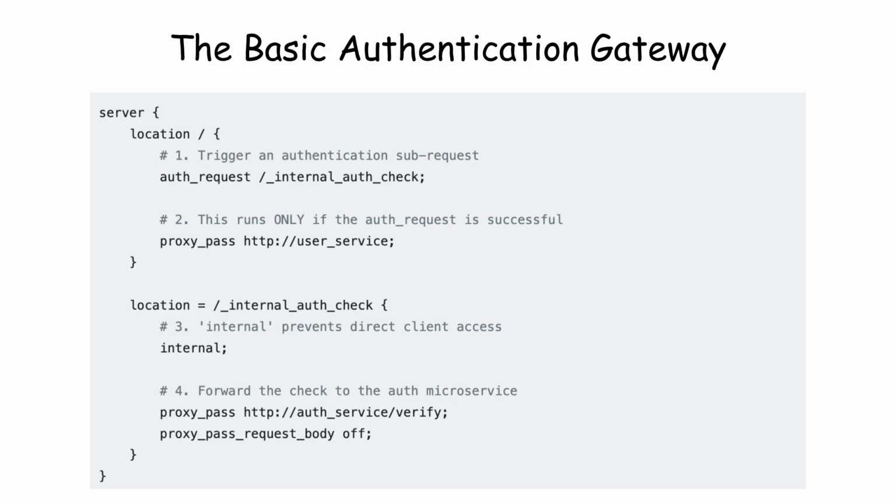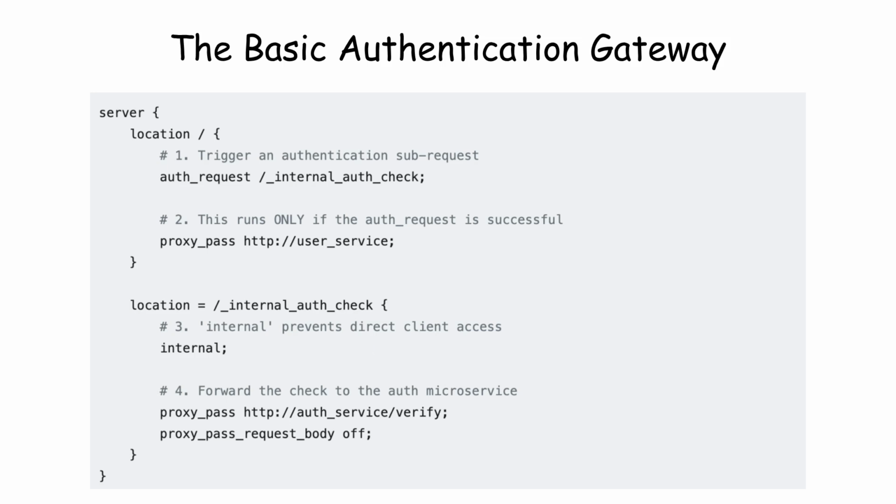Let's trace the flow. When a request arrives, the auth_request directive immediately fires. NGINX pauses the original request and sends a new internal subrequest to the /internal_auth_check URI. This location is marked as internal, which is a crucial security measure. It means this endpoint can only be called from within NGINX, never directly by a client. Without this, a malicious actor could bypass our protected service and call the Auth endpoint directly.